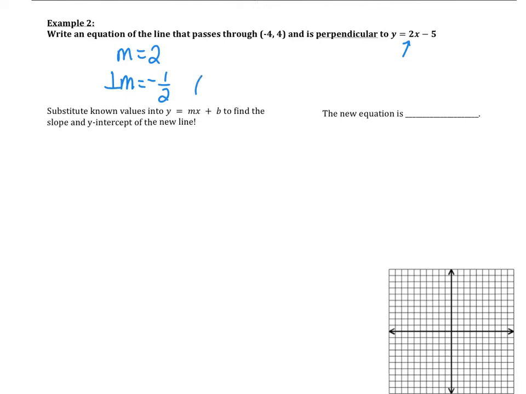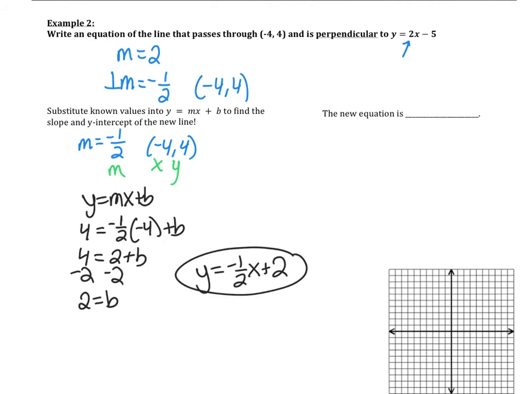So I have my slope, and I'm given a point. And I need to find the equation that has a slope now of -1/2 and goes through the point (-4, 4). So again, I'm going to plug that into y = mx + b. When I plugged it in, I got that my y-intercept was 2. So my equation is y = -1/2 x + 2. I double check that it would go through (-4, 4) by substituting in -4 and 4 to make sure I get a true equation, which it does.